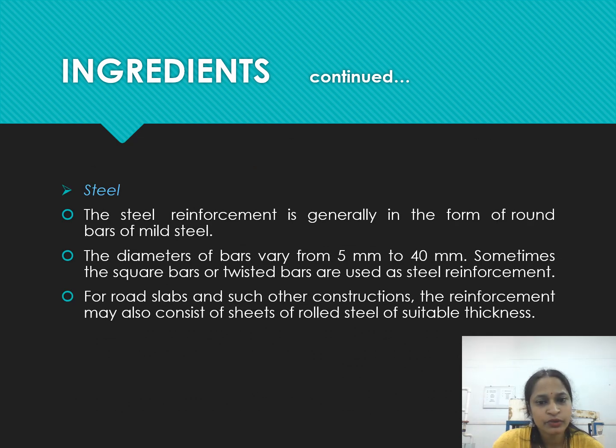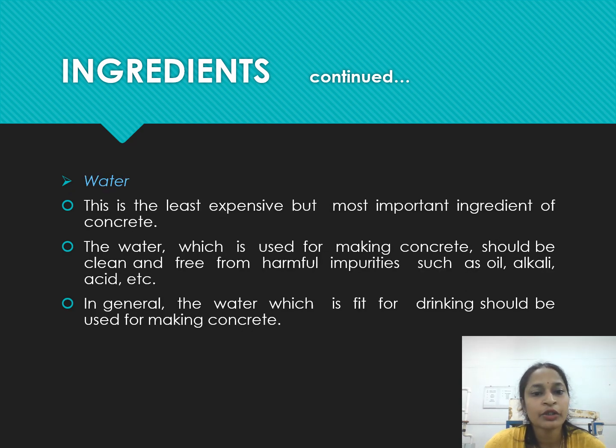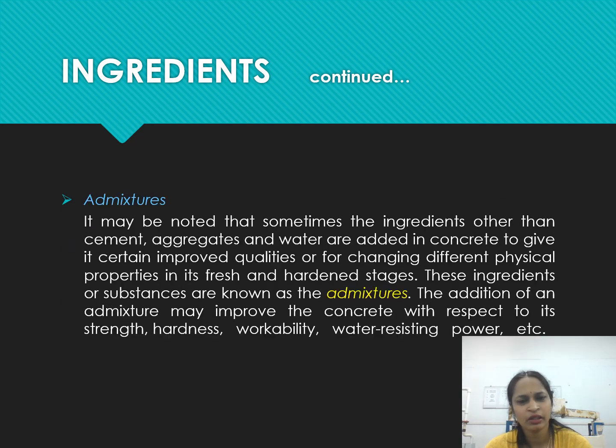Coming to the steel reinforcement, there are many types of reinforcement available depending on the requirement of the structure. The diameter of the bar varies from 5 mm to 40 mm. Sometimes square bars or twisted bars are used as per the requirement. Road slabs and other construction also use this. Coming to the water, it is the least expensive, we say, but in some cities it is very expensive. The water used for making concrete should be clean and free from harmful impurities such as oil, alkali, acids, etc. In general, water which is fit for drinking should be used for making concrete.